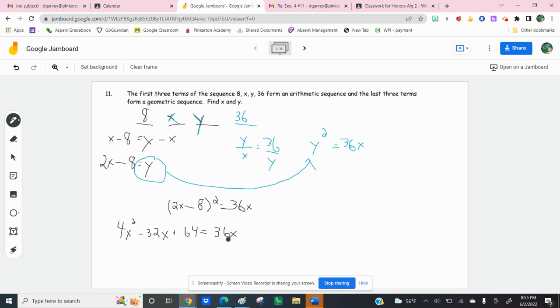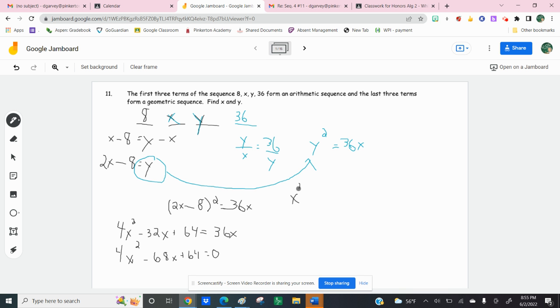I'm going to combine all my like terms. So I'm going to subtract 36x from both sides. So I'll get 4x squared minus 32 minus 36 will be negative 68x plus 64 equals 0. Well, it looks like before I solve this, I can divide everything by 4. So let's go ahead and do that.